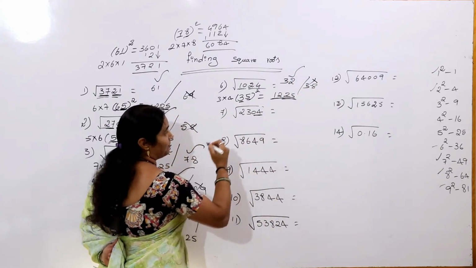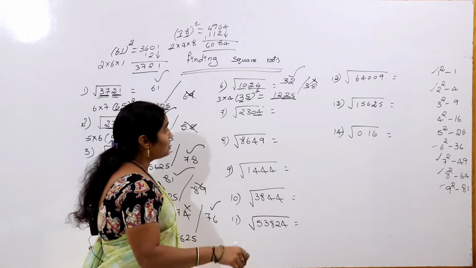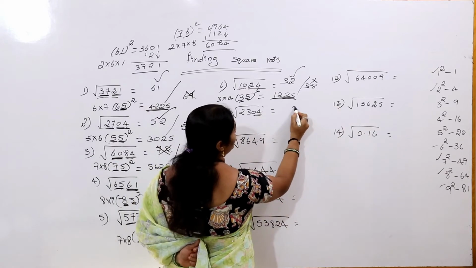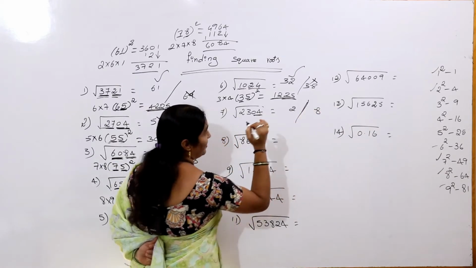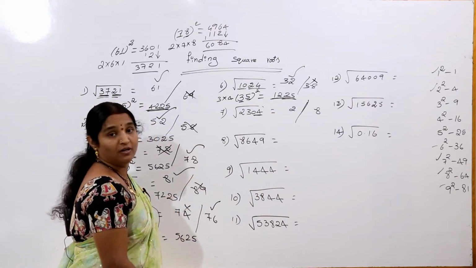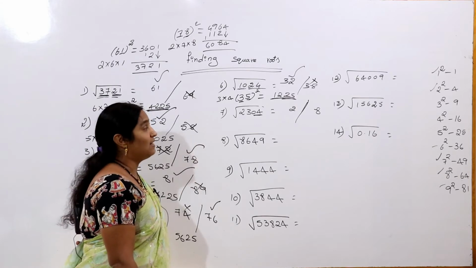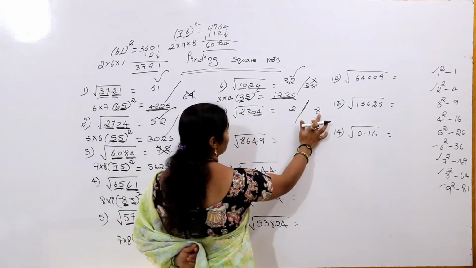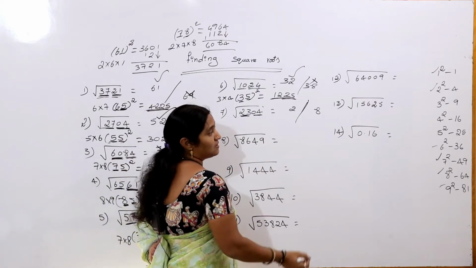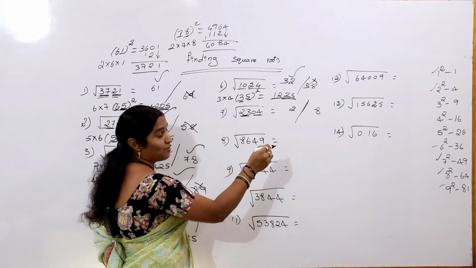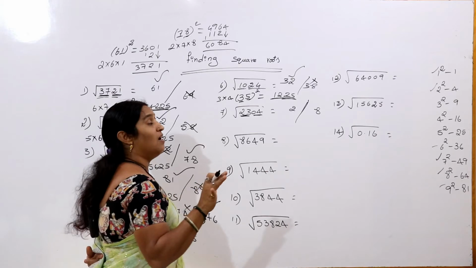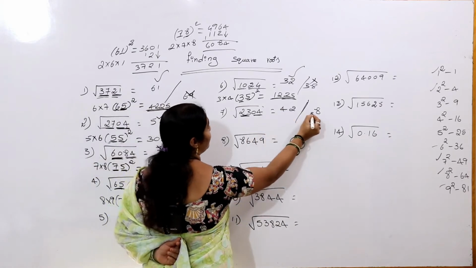Take the last 2 digits of the given number. In the 2 digits, the last digit is again 4. Ending with 4 are 2 or 8. Which square number ends with 4? 2 square is 4. 8 square is 64. Hence the last digit must be 2 or 8. 23 is the nearest square number of. So 23 means 4 square is 16, 5 square is 25. Hence we don't take 25. Always take the less number. So 42 or 48.